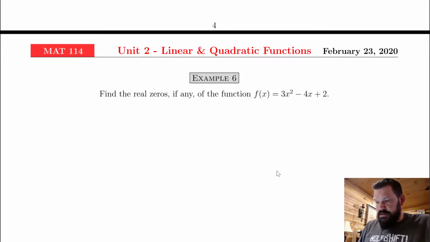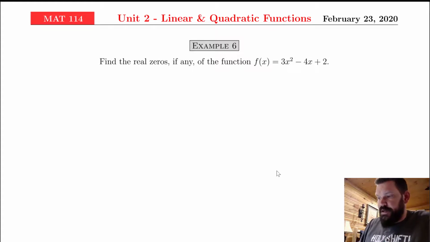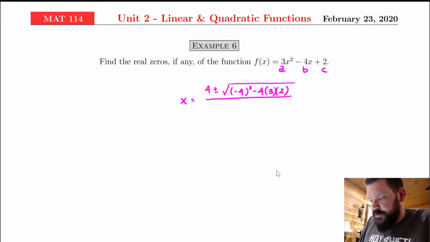For example 6, find the real zeros, if any, of the function f of x equals 3x squared minus 4x plus 2. So again, let's just label our values. And we're going to have x is equal to the opposite of b. So opposite of negative 4 is positive 4, plus or minus the square root of b squared minus 4 times a, which is 3, and c is 2, all over 2 times a.